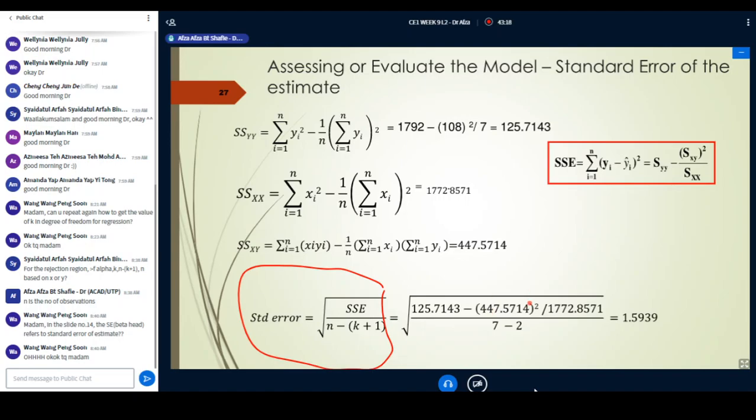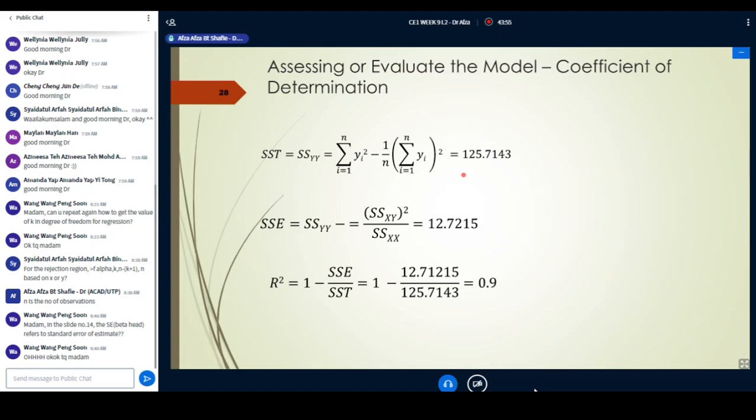I just need to put in the values. What is SSE? SSE is given by that formula. So I just need to calculate what's relevant, and in the end I divide that. So I get a value of 1.5939. So this is my standard error. To say whether it's big or small, I would think that it's quite small, but nevertheless, I just need to see that the rest of the assessment actually goes well. So this is the first technique. Now I'm going to calculate the R squared.